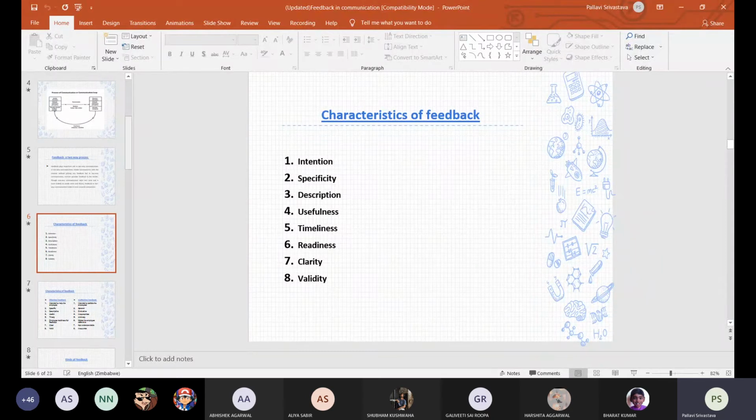Seventh is clarity. When we talk about clarity, it means that when you are giving the feedback, it should be clear to the recipient. They should understand it properly. Just like when we teachers teach you something or discuss something with you, we keep asking questions so that we can find out whether you understood it or not.